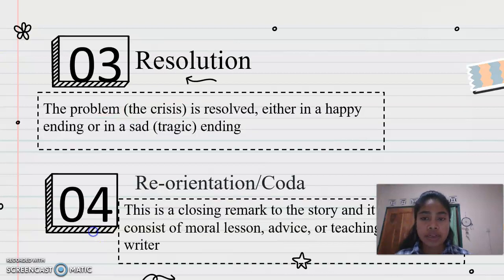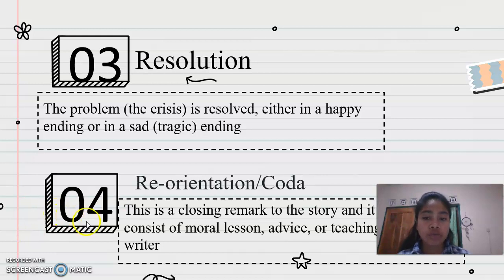The third structure is resolution. In resolution is the place where the problem or the crisis is resolved, either in a happy ending or in a sad ending.